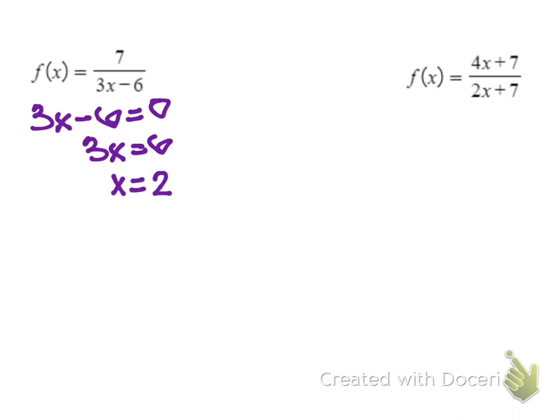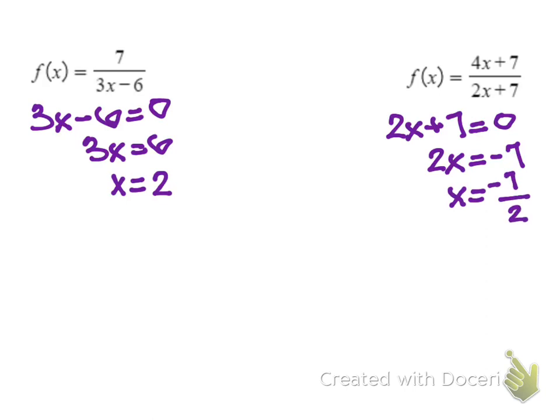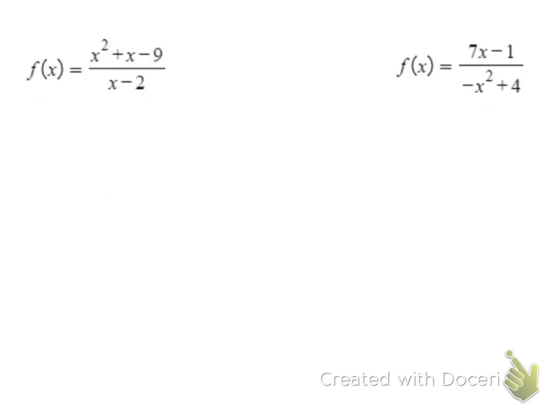For the second one on the right, we want to know when 2x plus 7 equals 0. Solving, 2x is negative 7, so x is negative 7 halves. That would be the equation of your vertical asymptote. For x minus 2, we want to know when x minus 2 equals 0. That is when x equals a positive 2. So that's the equation of your vertical asymptote.